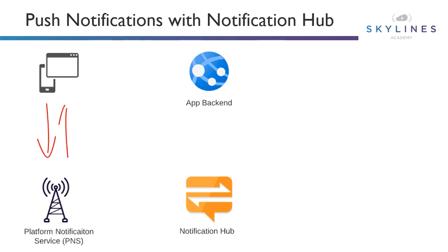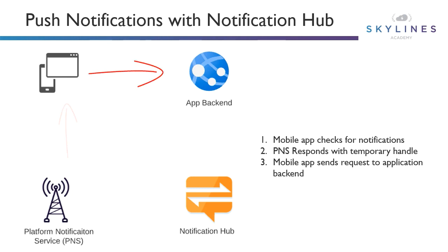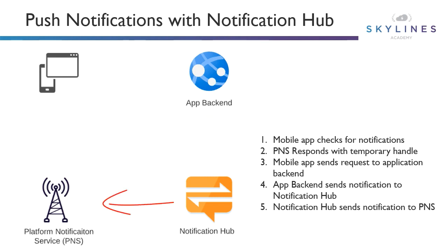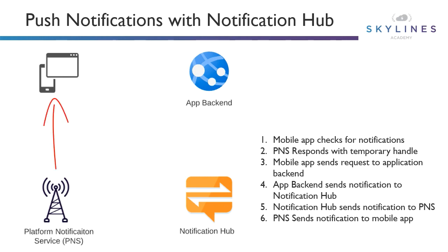Steps 1 through 3 are the same. This time, though, we add a step to where the application backend forwards a request to the Notification Hub. The Notification Hub now maintains the list of temporary handles and their associated PNS. When the application backend says it's time to send a notification, it then passes that message to the Notification Hub. The Notification Hub now determines what temporary handle to use and the subsequent PNS. It then manages the routing and notifies the PNS of the new message. The PNS then delivers a notification to the mobile device.